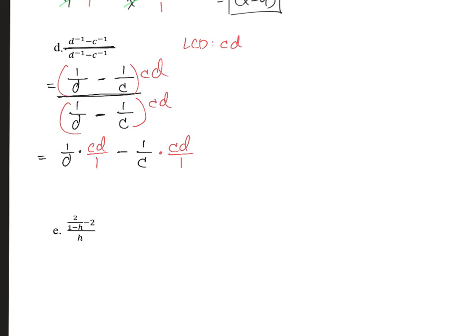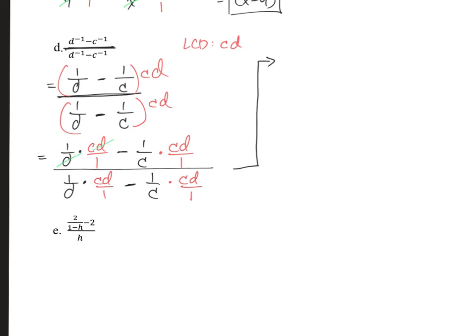divided by the 1 over d times CD over 1, minus 1 over c times CD over 1. Phew. Alright, let's go ahead and carry this on over here. Did the mini fractions cancel? Let's see. Well, that d cancels with that. The c cancels with the c. D with the d, and c with the c.